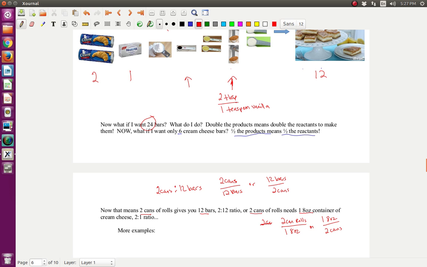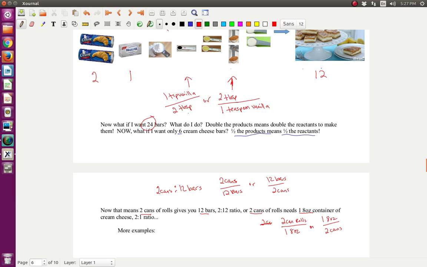Right? That's the ratio. So that's a 1 ratio. 2 of these requires 1 of those. It's a 2 to 1 ratio or 1 to 2 ratio. I could also say 1 teaspoon of vanilla has to have 2 tablespoons of cinnamon. Okay? So 2 ratios, either one.